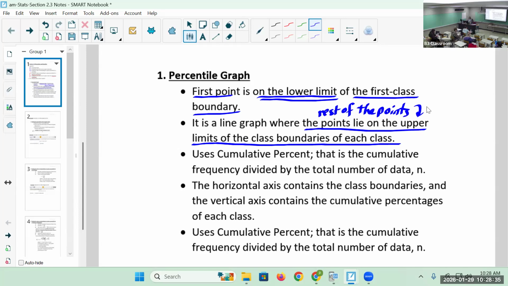The other thing that makes it a percentile graph, makes it very specific, is that it uses cumulative percent. We have not studied this, but we have noticed cumulative relates to the cumulative frequency. So it's actually the cumulative frequency divided by the total number of data entries. So I'm going to say CF divided by N. And that gives you a cumulative percent.